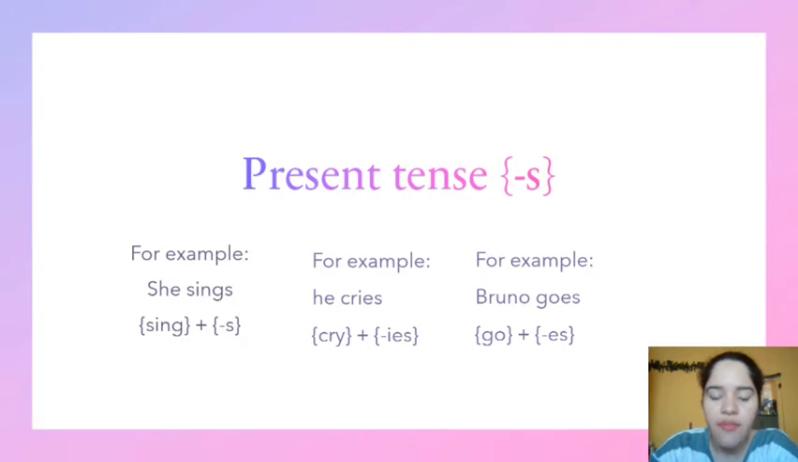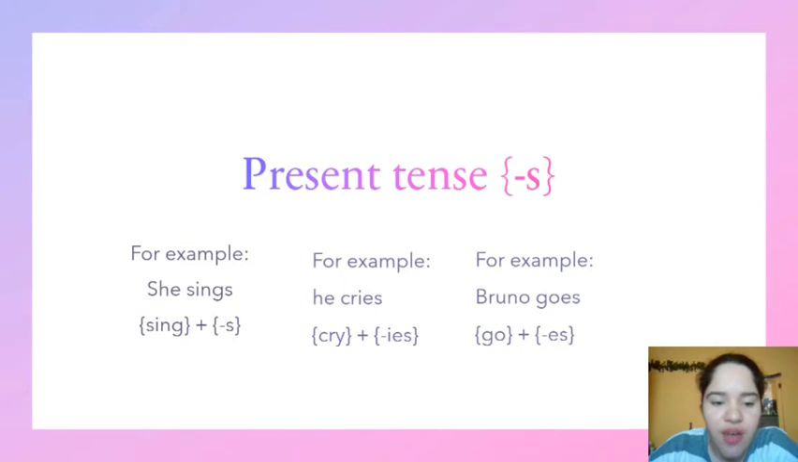First, we have the present tense. But with present tense, we are just talking about the third person singular, because in the present tense, the third person singular verbs are the only ones that change. So, for example, here we have "she sings." We can notice that in this part we add an s, right? This does not mean that this is a plural. No, this is how we change the verb to make it third person singular.